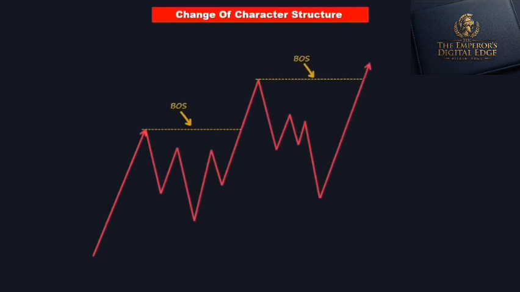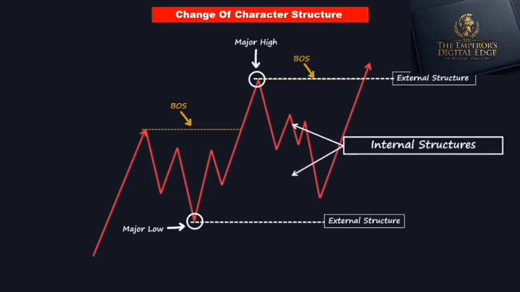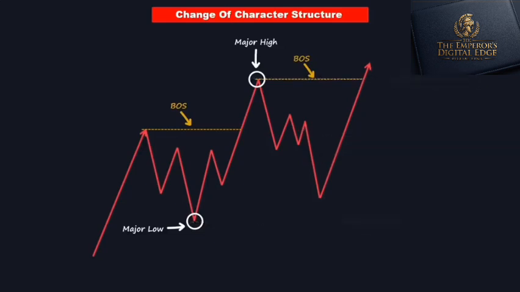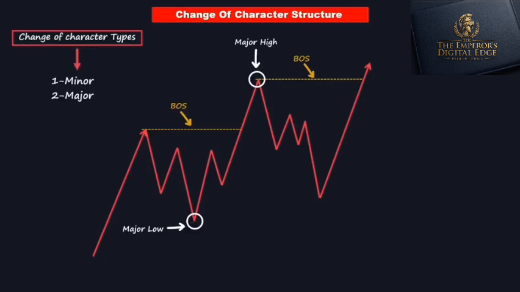In the bullish scenario, imagine the price creating a series of valid break of structures. This low and high represent our major structures associated with the first valid bullish BOS. As previously mentioned, any price action forming between these two structures is considered internal. Change of character patterns can be categorized into two types: minor and major. For example, each time the price breaks any internal low, it signifies a minor change of character.